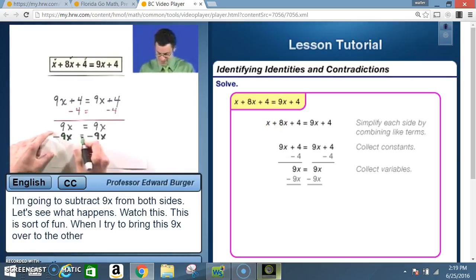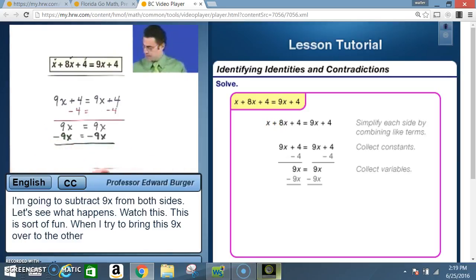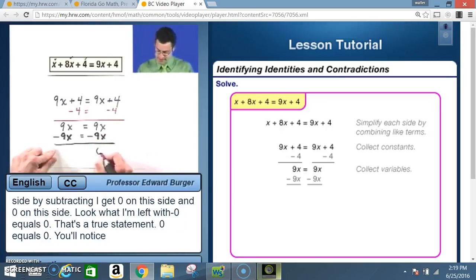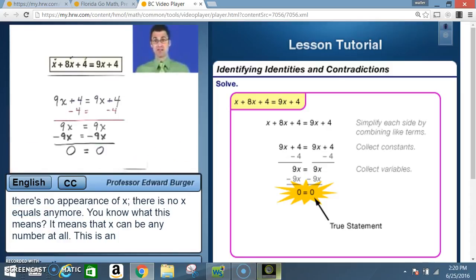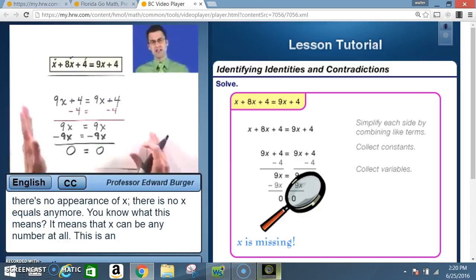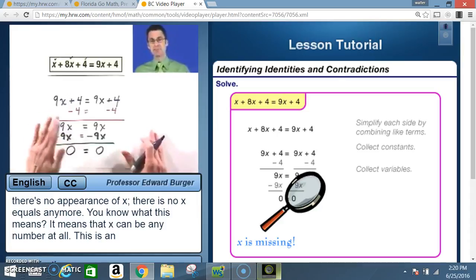Now watch this. This is sort of fun. Because when I try to bring this 9x over to the other side by subtracting, on this side I get 0, and on this side I get 0. Look what I'm left with. I'm left with 0 equals 0. Well, that's a true statement, and you'll notice there's no appearance of x. There's no x equals anymore. And you know what this means? It means that x can be any number at all.